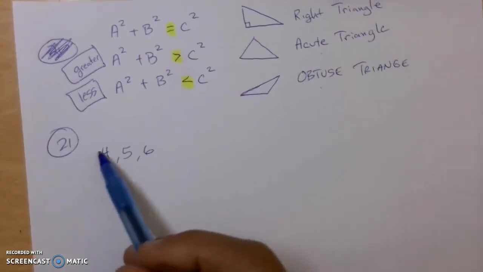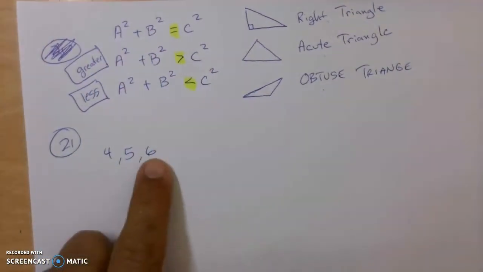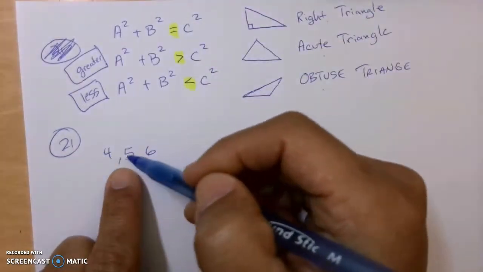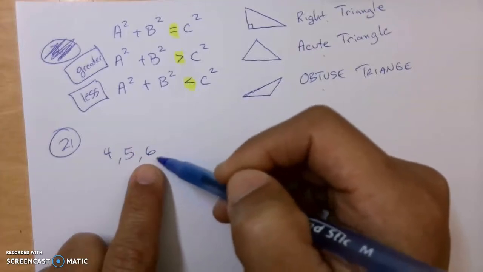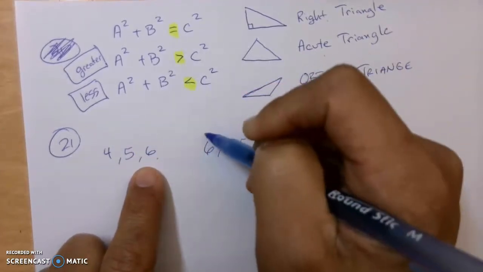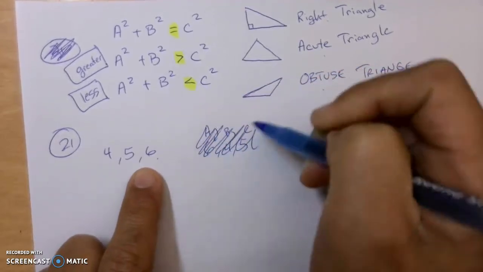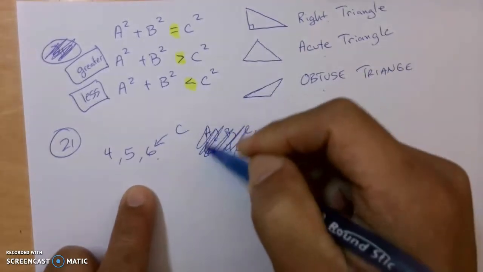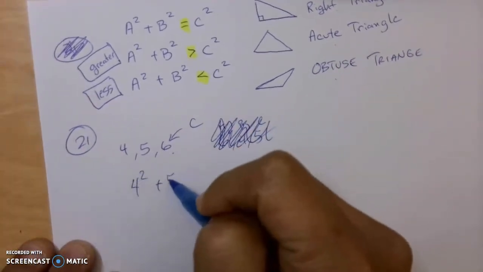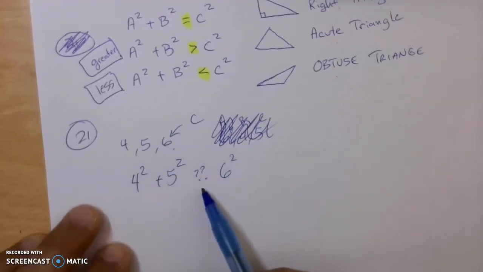Okay, so when you have this, you're just going to plug it into this formula and then decide what you have. When you're doing this as well, the biggest number always has to be c. So this one, the way they order it, looks like the biggest number here, 6, is going to be c. But if they put 6 in the front, don't treat this like this is a, b, c. You've got to always have the biggest number being c, no matter where they put it in the order. Okay, so this is going to be simply 4 squared plus 5 squared, and I'm not going to put an equal sign there. I'm just going to say question mark, question mark.